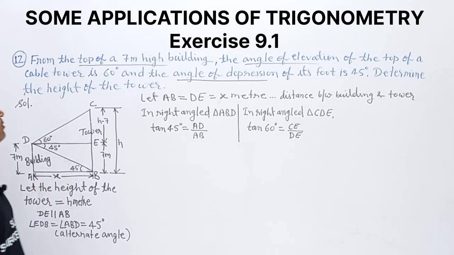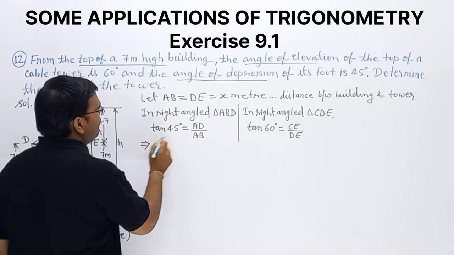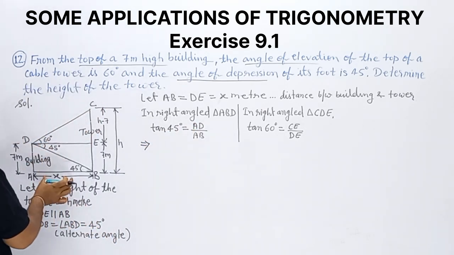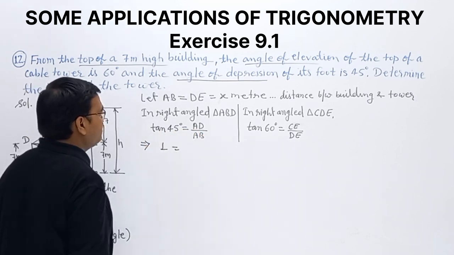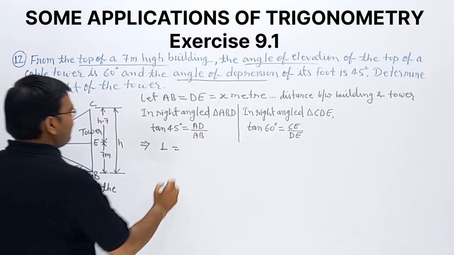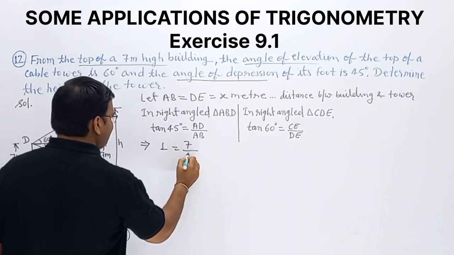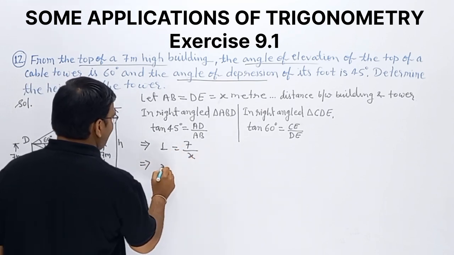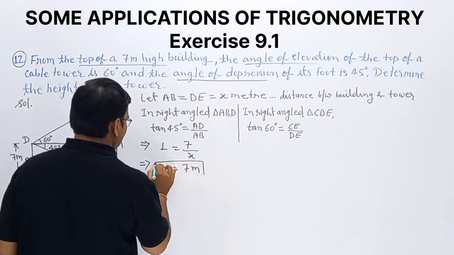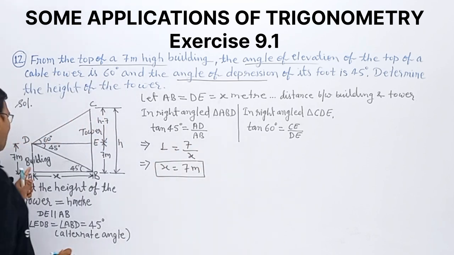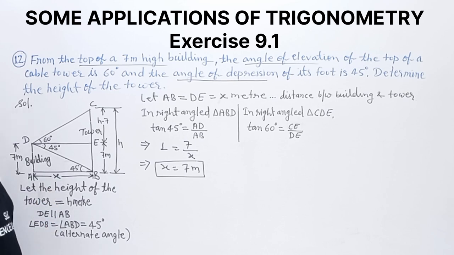Theta is 45 degrees. So we can say tangent 45 degrees equals AD upon AB. Tangent 45 is 1. AD is 7 meters, given in the question, and AB we assumed x. Solving, x equals 7 meters. So the distance between the tower and building is 7 meters.